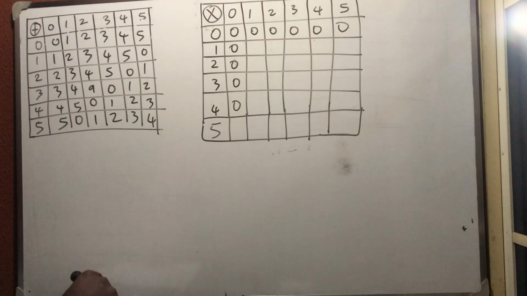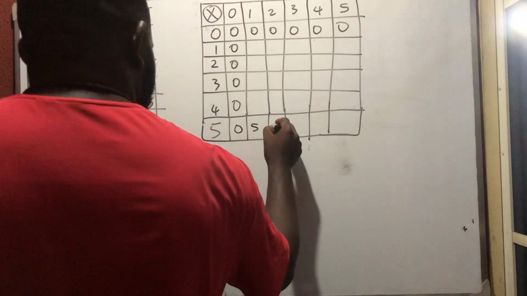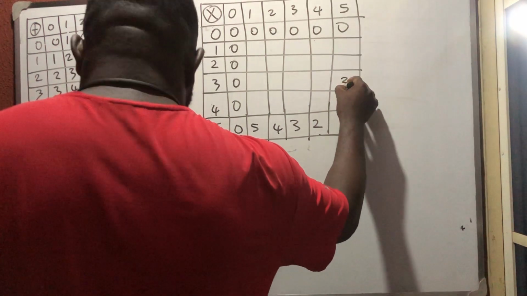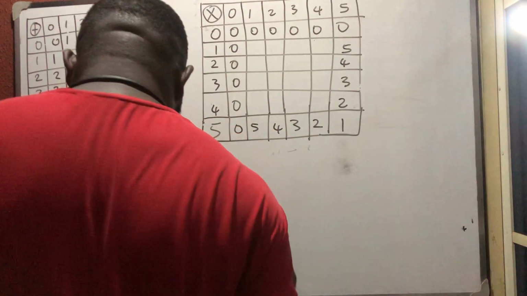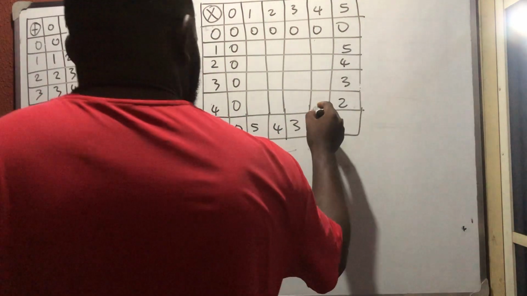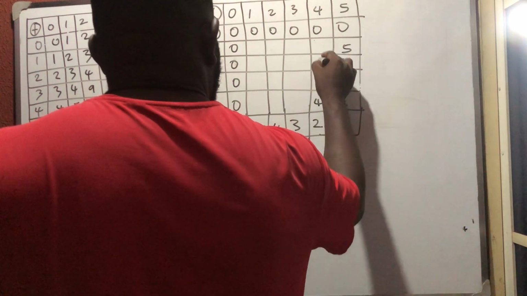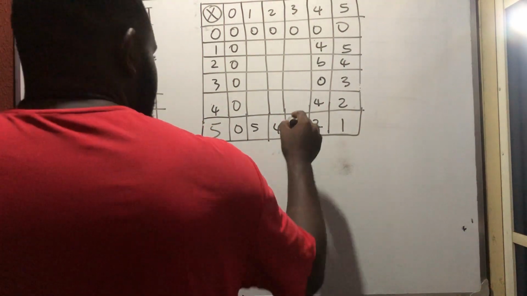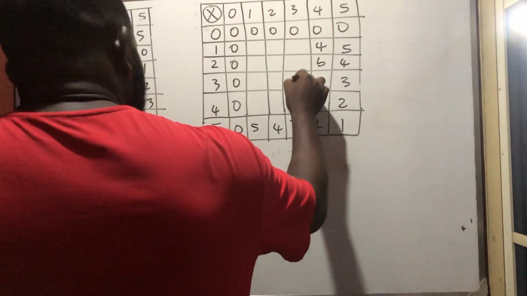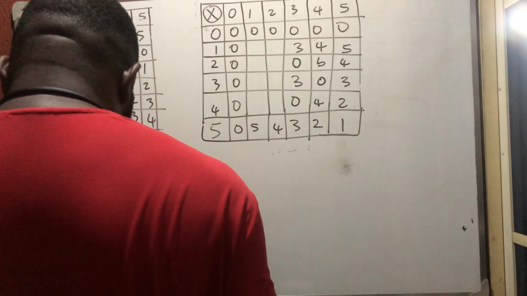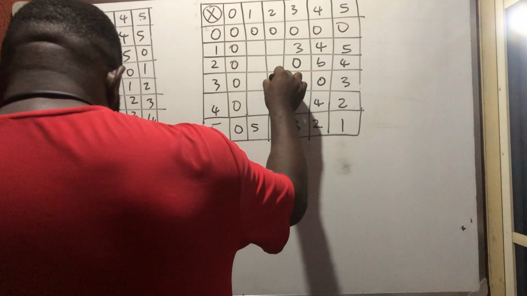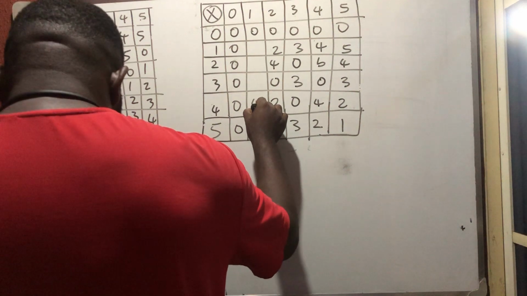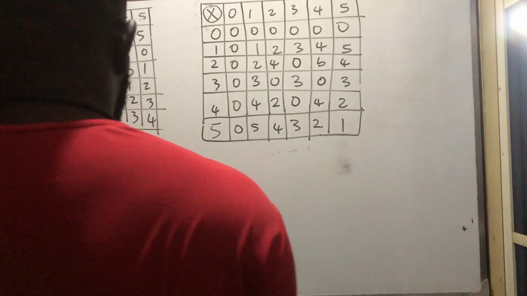0, 1, 2, 3, 4, 5. Okay, so I have 0 here. Then 5, 4, 3, 2, 1, and 1, 2, 3, 4, 5. True for 0 as well. Then 3, 0, 3, 0, 3, 0, then 4, 2, 0, 4, 2, 0, then 5, 4, 3, 2, 1. Okay, so I have it.